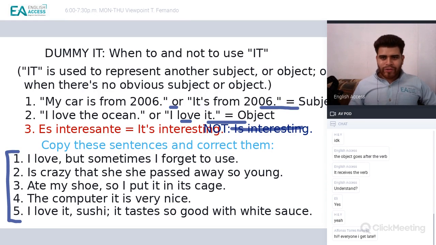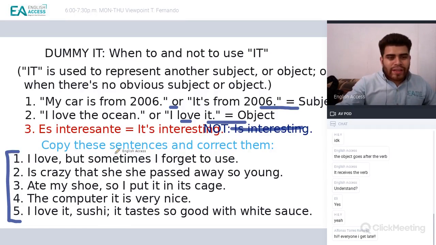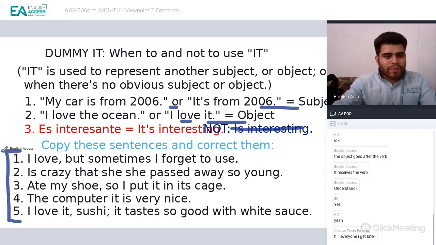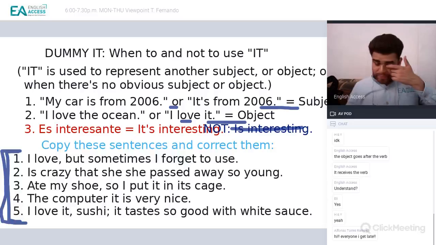Hi, Fonzo, welcome. Yes, you're late, but it's okay. Right now we are doing this. Please copy the sentences 1 to 5 and then correct them.